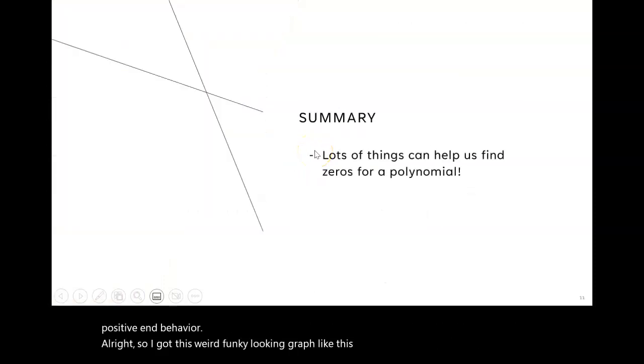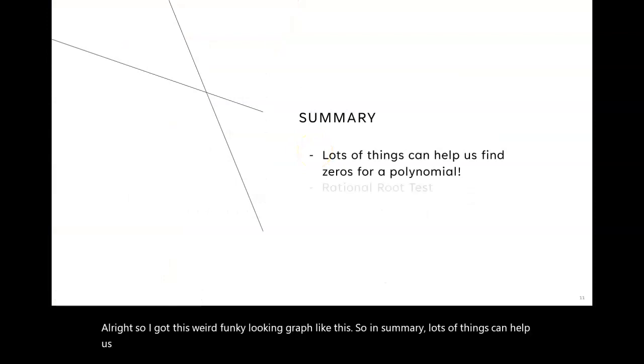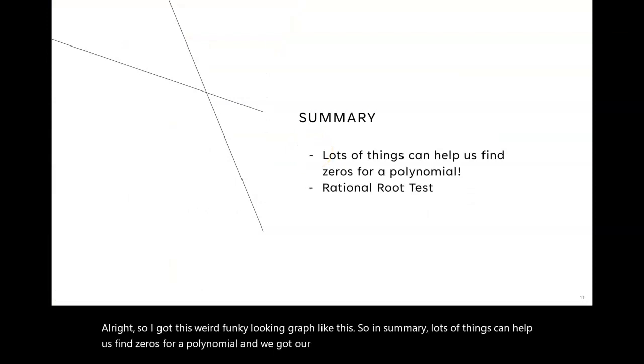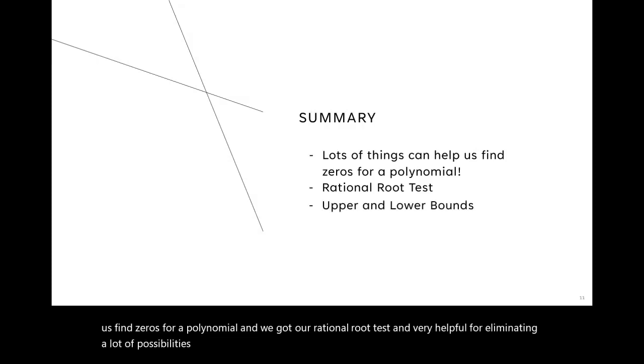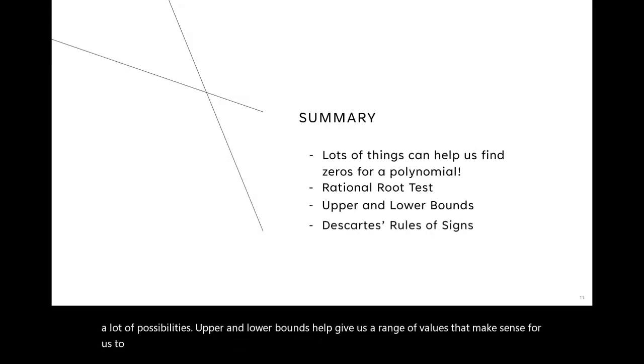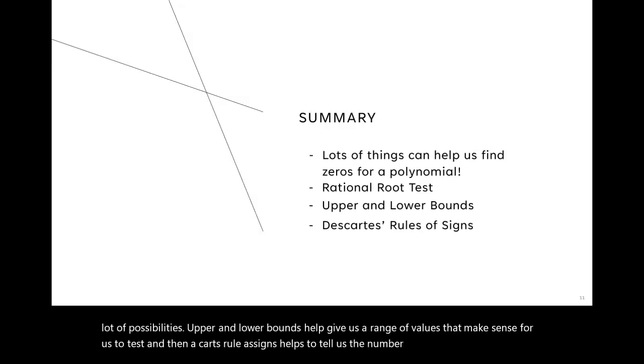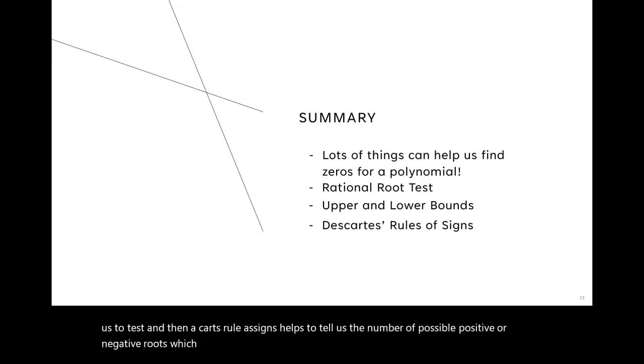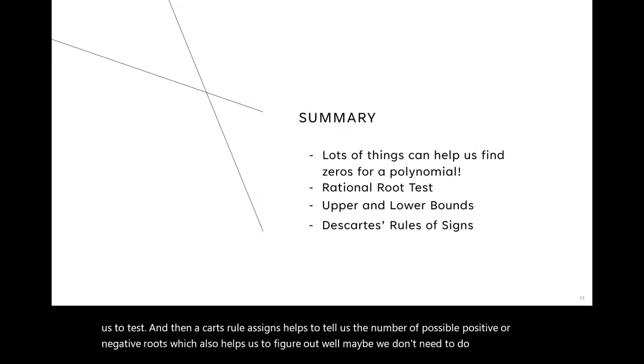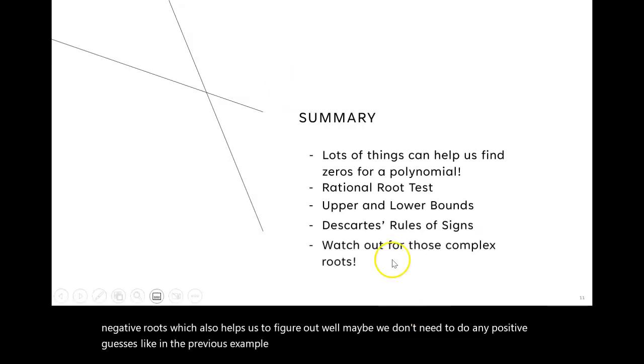All right, so in summary, lots of things can help us find zeros for a polynomial. We got our rational root test, very helpful for eliminating a lot of possibilities. Upper and lower bounds help give us a range of values that make sense for us to test. And then Descartes' rule of signs helps to tell us the number of possible positive or negative roots, which also helps us to figure out, well, maybe we don't need to do any positive guesses like in the previous example. All right, watch out for those complex roots.